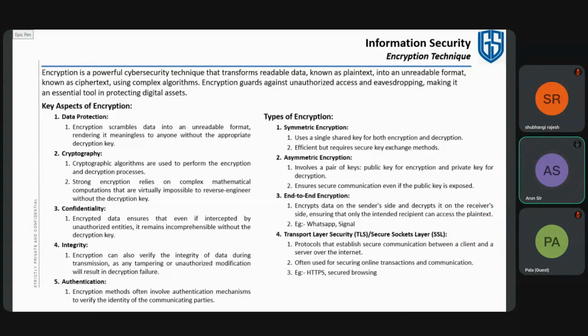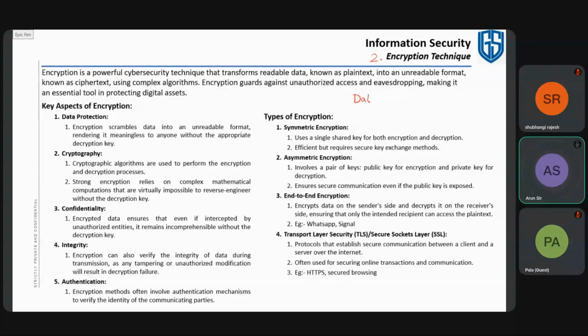Now, the next thing, the second important thing from information security, is the encryption technique. Definitely, whenever you say that I want to protect my data and make sure my sensitive information is not available to anybody else, what you have to go for is encryption.